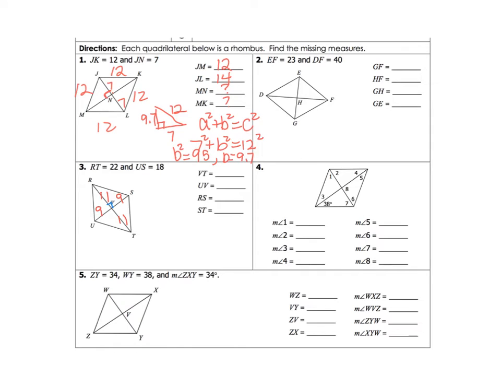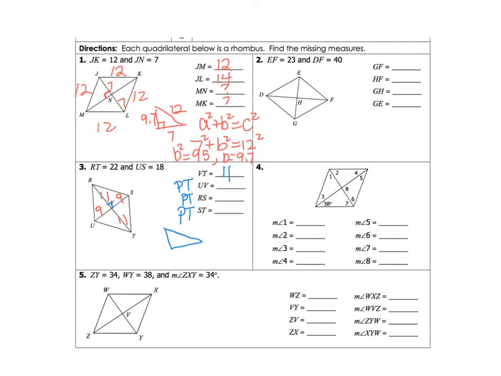So from V to T, I can answer that. That's 11. From U to V, I need to use Pythagorean's theorem to answer that. From R to S, Pythagorean's theorem. And from S to T, Pythagorean's theorem. So let me just show you how to set that up.